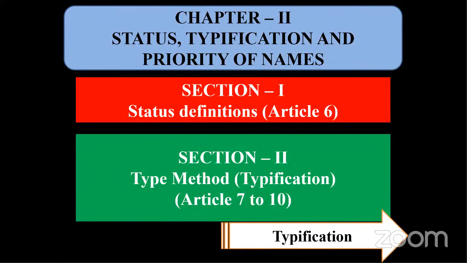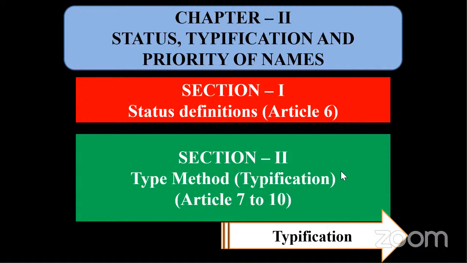Now, the second rule of your syllabus is typification. This typification is also very important, and is included in chapter 2 of section 1. Actually, section 2 includes the type method or typification, which is coded by articles 7 to 10. Articles 1 to 5 are coded for rank of taxa. Article 6 is coded for status definition. Actually, that is not included in your syllabus, but typification is included, where articles 7 to 10 are there. So you have to remember, typification is coded by articles 7 to 10.